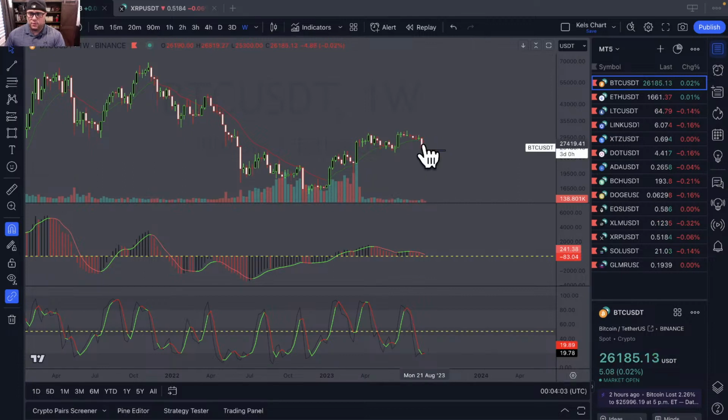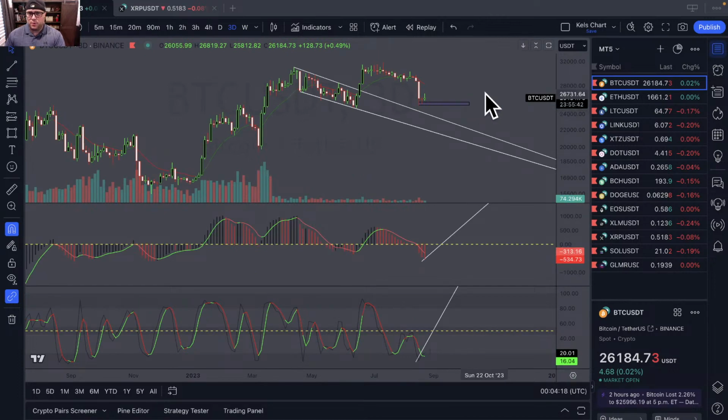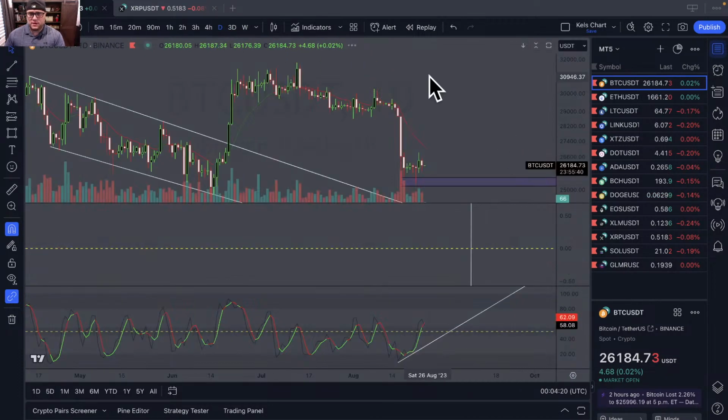So if we do come up, test that at the 27,000, sorry, 28,000 area, that's a good place to go short. Other than that, you don't really want to go long just quite yet. We really want to break above the EMAs, find support above it before we do. Back to the day chart.